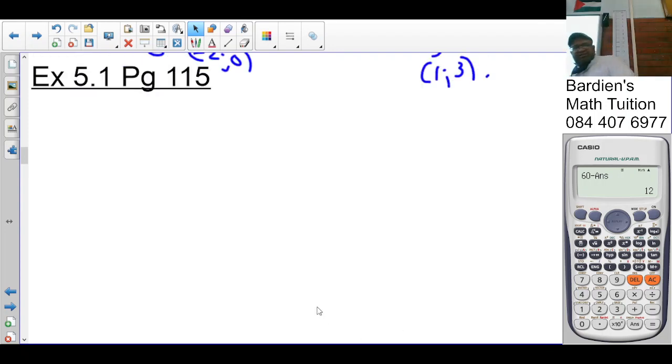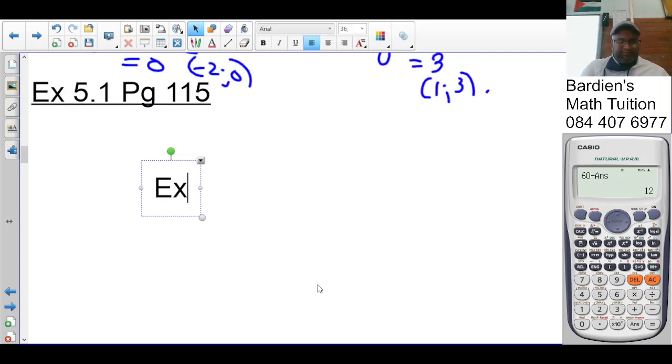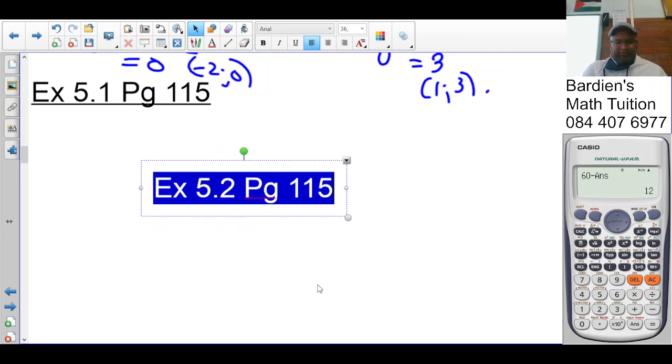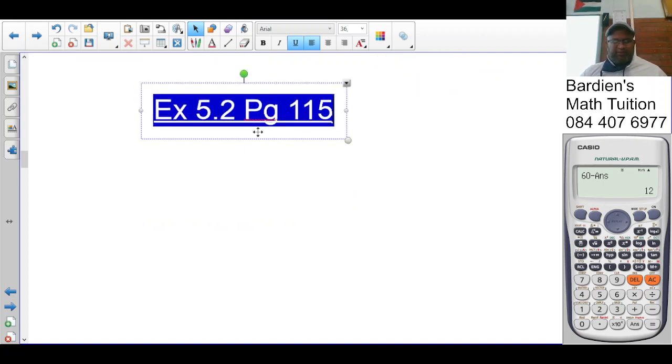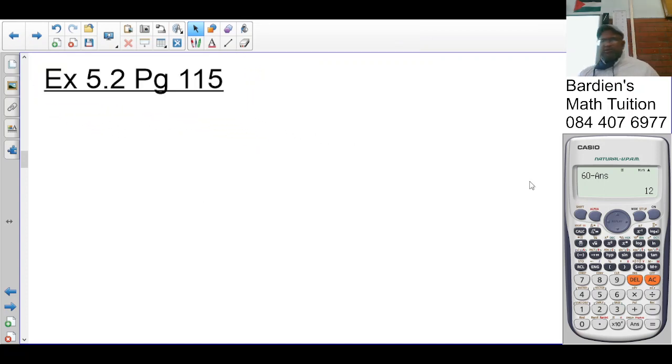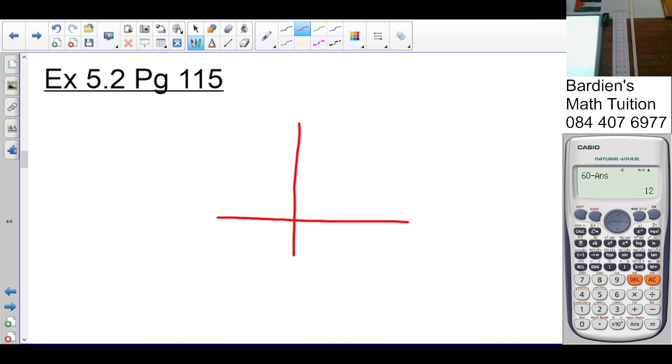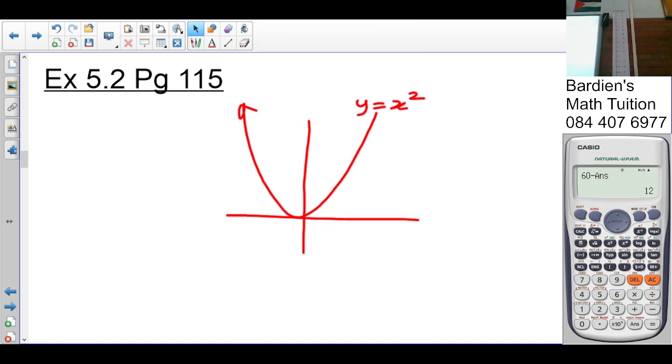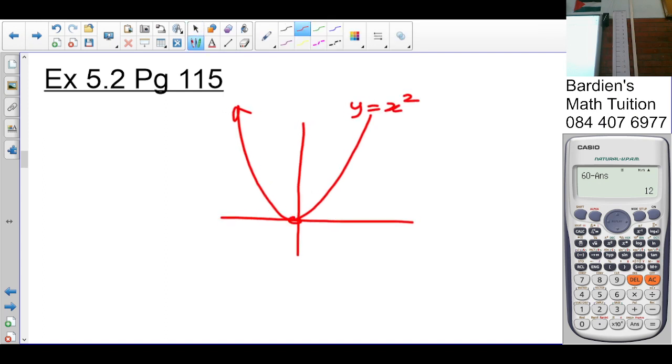this is now out of exercise 5.2, this is on page 116. Okay. They started off with x squared, not so. So the graph of y is equal to x squared looks like that, not so. Remember that the turning point is going to happen at that on the y-axis, no?